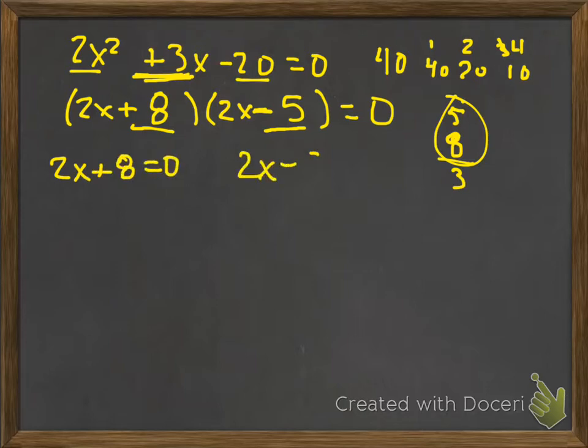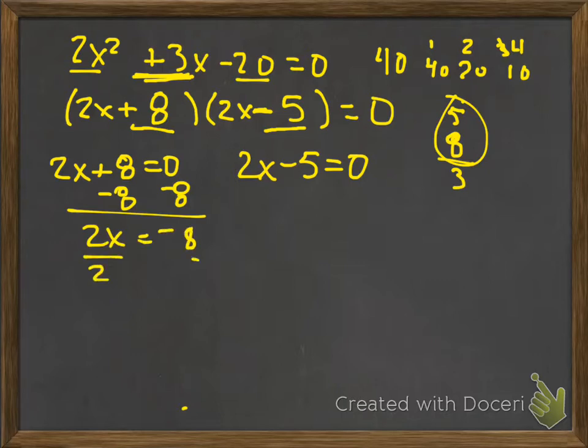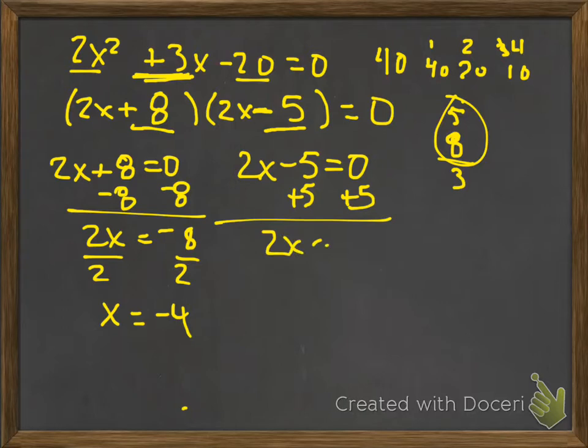I'm going to subtract 8, then divide by 2, and then I'm going to add 5, and then divide by 2. So I'm doing those like as 2 separate problems, but within one. Kind of think of it like that. So I get one answer of negative 4, and I get another answer of 5 over 2. And again, it is okay to have fractions.